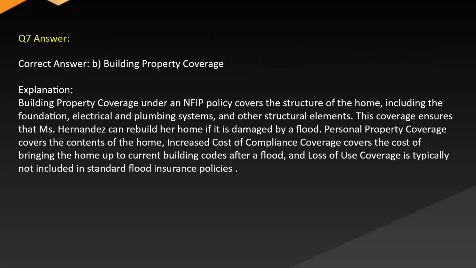Correct answer: B. Building property coverage. Explanation: building property coverage under an NFIP policy covers the structure of the home, including the foundation, electrical and plumbing systems, and other structural elements. This coverage ensures that Ms. Hernandez can rebuild her home if it is damaged by a flood. Personal property coverage covers the contents of the home. Increased cost of compliance coverage covers the cost of bringing the home up to current building codes after a flood, and loss of use coverage is typically not included in standard flood insurance policies.